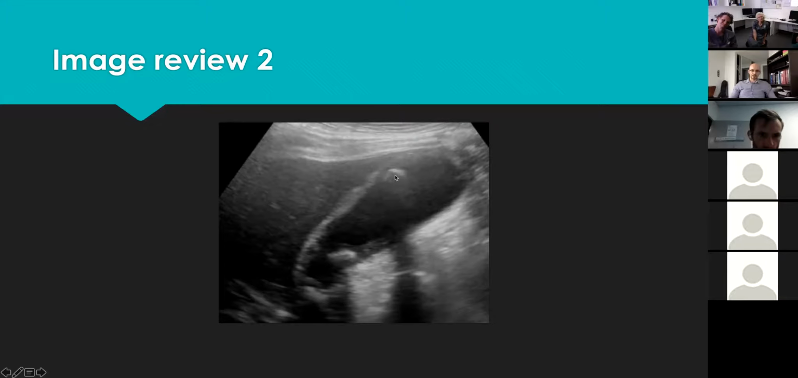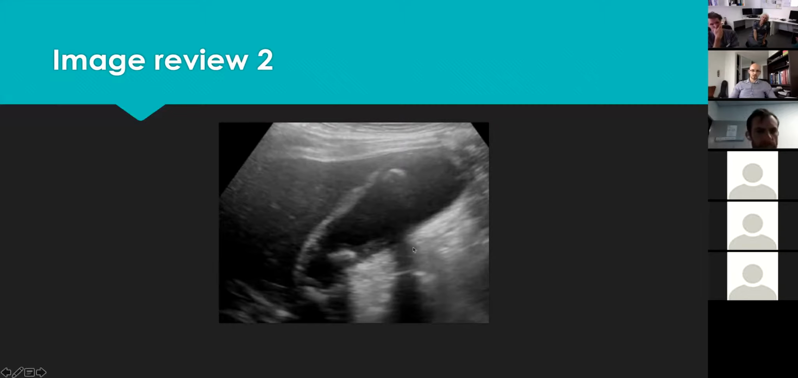Yeah, that's what I was commenting, that just below that there's a clean shadow going on. So, it's possible there's a stone there. So I think probably we need to do the imaging in the erect position, and we need to change the position of the patient. Perfect.